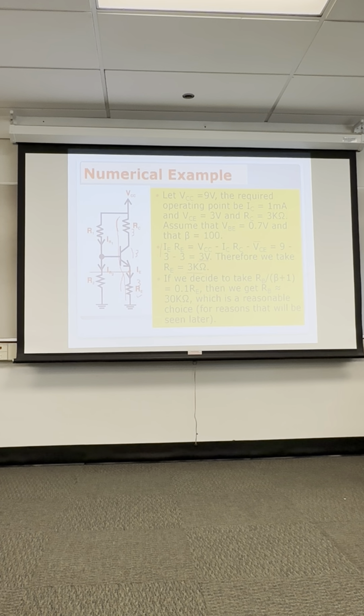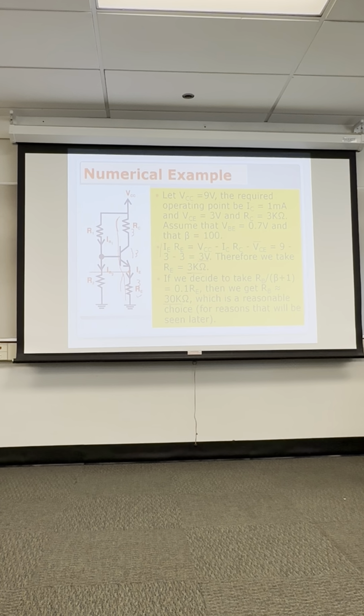Your design decision is next, because we have to make a decision between R sub E and R sub D right here. So when we went over this design, you have all kinds of variations we could do. We could say this RB over beta plus 1 is 0.1 RE. That's just out of hundreds of combinations, basically. And then if we solve that, we get RB is approximately 30 K ohm.